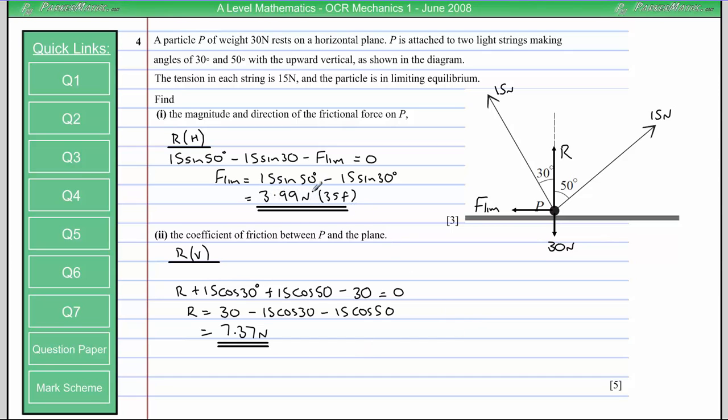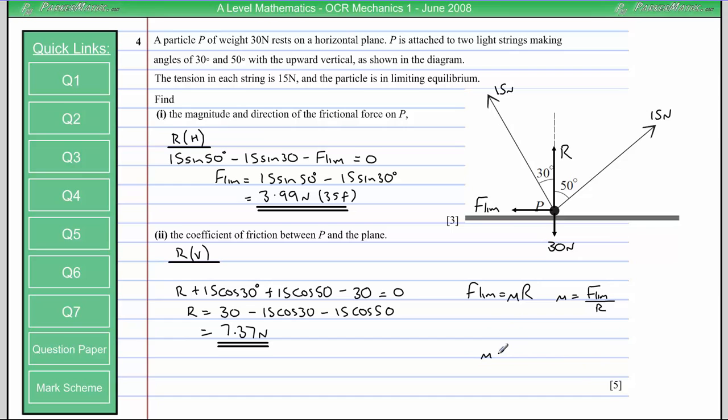We already know the limiting friction from the previous part of the question. However, this isn't the last calculation in my calculator, so I'm actually going to use this line of working here for F lim, because that will give me a more accurate answer than using the one I rounded to three significant figures. So remember, F lim is the coefficient of friction times the normal contact force. So that means that the coefficient of friction is going to be F lim divided by the normal contact force.